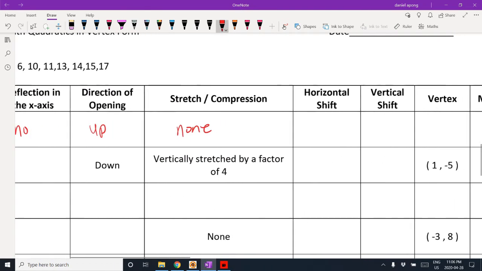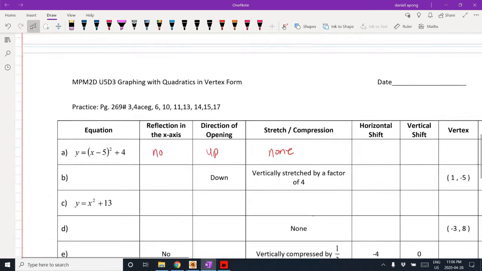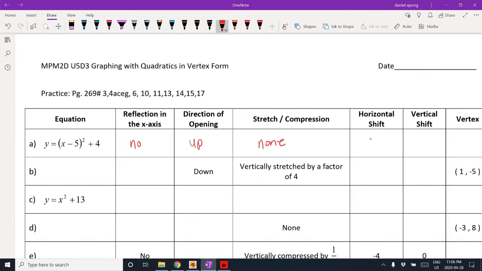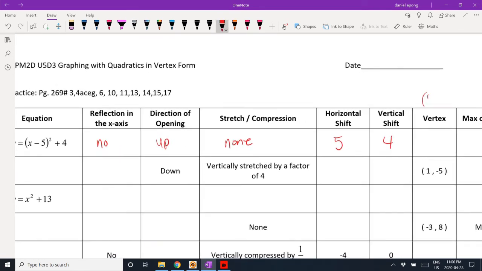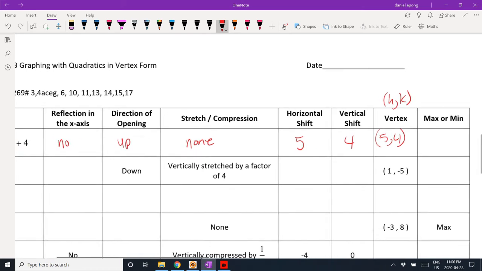Okay, is there a horizontal shift? Let's look. So we see it's going to be a horizontal shift of 5, a vertical shift of +4, and our vertex, if you remember, is H, comma K. So that's actually our vertex. So our vertex is actually 5, 4. Okay, and is it a max or min? Because it opens up, it's going to be a min.